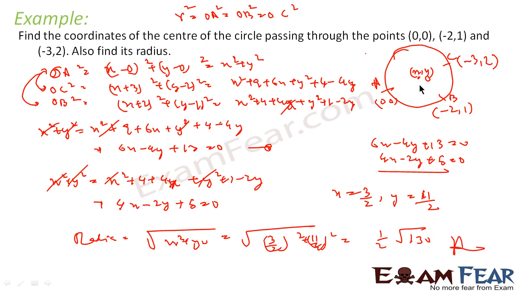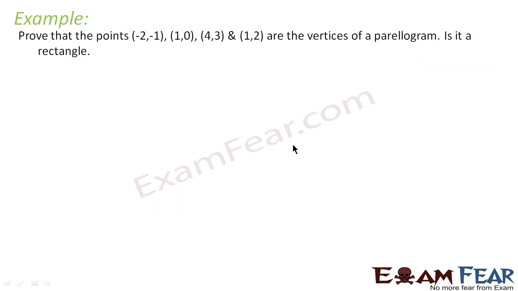We have taken this point x, y. You have 3 points. You got 2 equations. Solved it. You got the value of x, y, and then you got the radius. We have to prove that these points are the points of a parallelogram, and the question asked is, is it a rectangle or not?